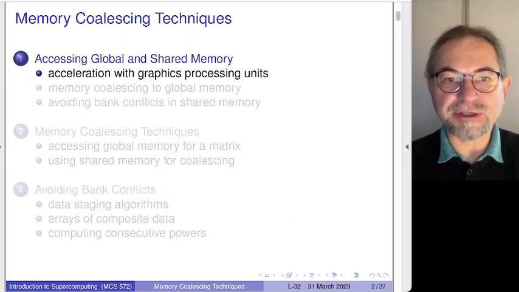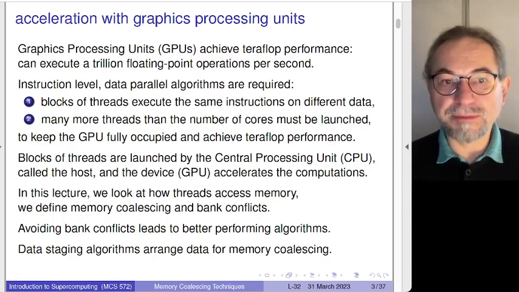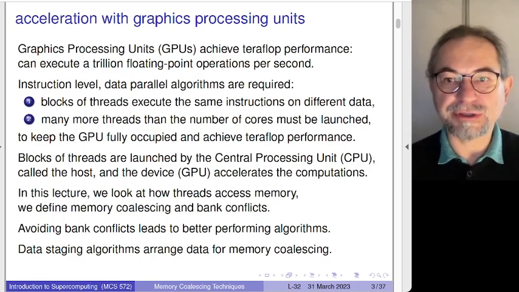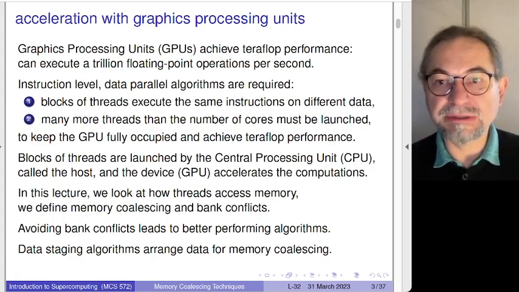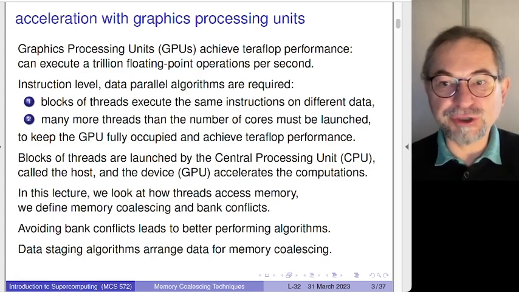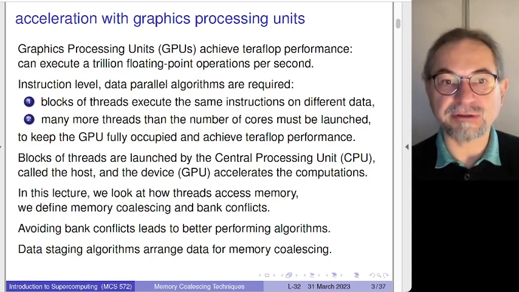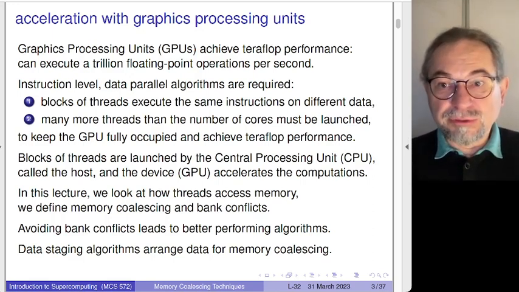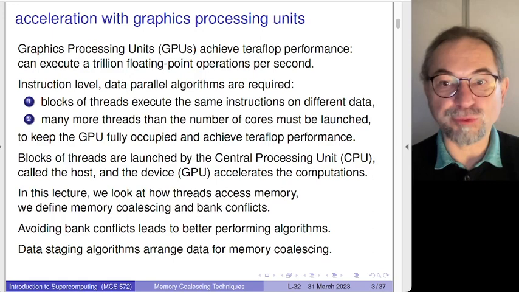GPUs are graphics processing units, chips capable of performing 1 trillion floating point operations per second. For that to happen, we need data parallel algorithms, and our algorithms need to be outlined at a sufficiently fine, detailed level, so at the instruction level. Also, one needs to have sufficiently many tasks or threads defined in order for teraflop performance to happen.